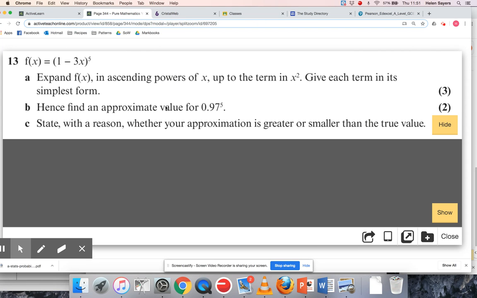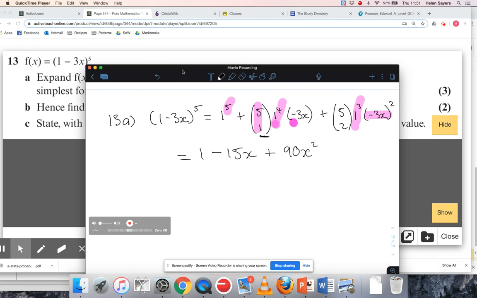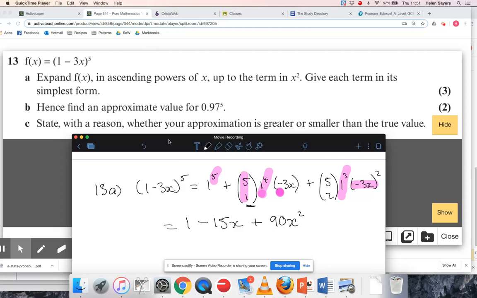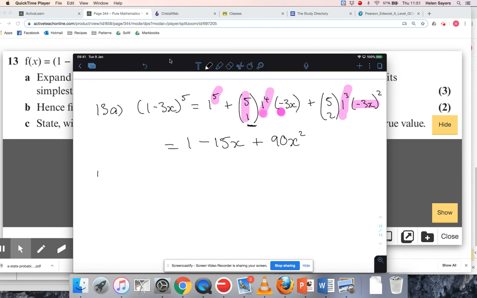Okay, so then part B: hence find an approximation for 0.97 to the power of 5. Right. So this is what I expanded, and I'm supposed to use this to come up with an estimation or an approximation for 0.97 to the power of 5. These questions only really make sense if those powers are the same.